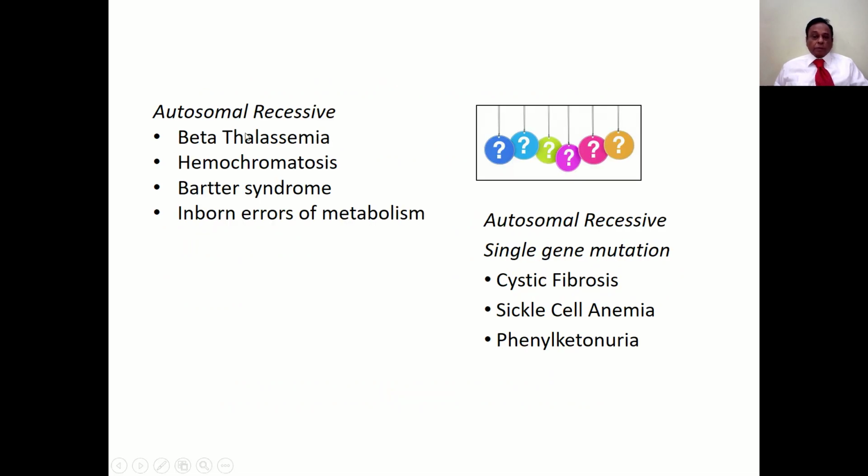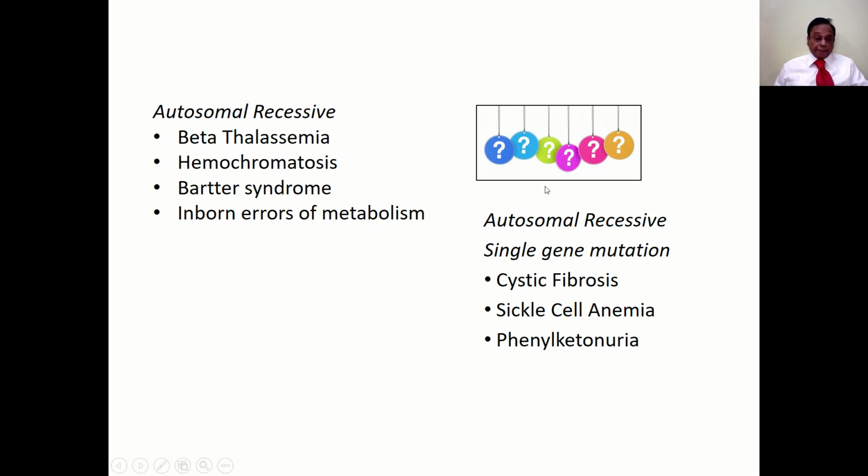Coming to this quiz question, most of my students are postgraduates. In the exam they ask simply, what are the autosomal recessive conditions? You should be in a position to answer. The common conditions with autosomal recessive inheritance are beta thalassemia, hemochromatosis, Bartter syndrome. You have to remember that.